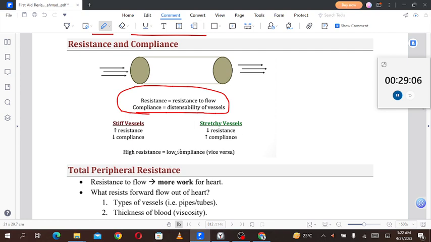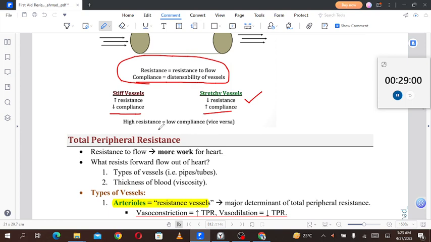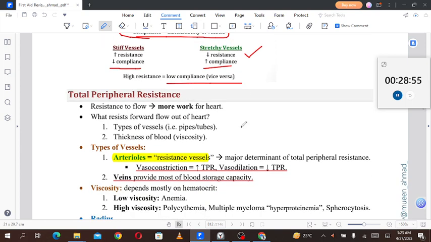In the stiff vessel, increased resistance and decreased compliance. For the stretchy vessel, we have decreased resistance and increased compliance. High resistance, low compliance, and vice versa. So total peripheral resistance, resistance to the flow, means more work for the heart.